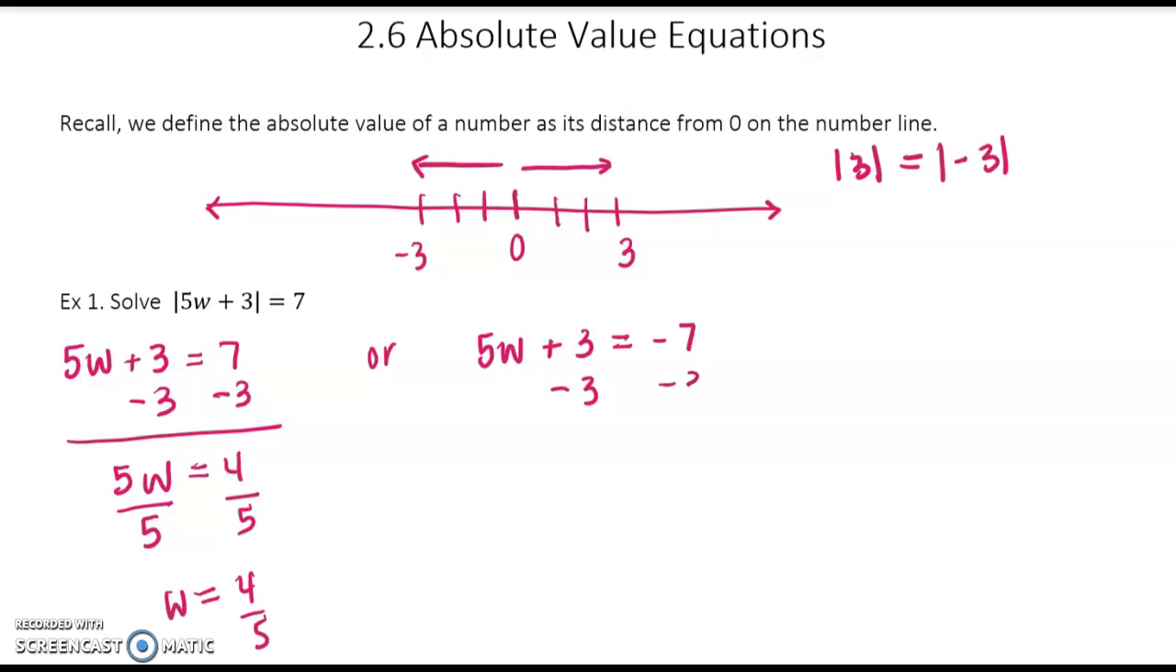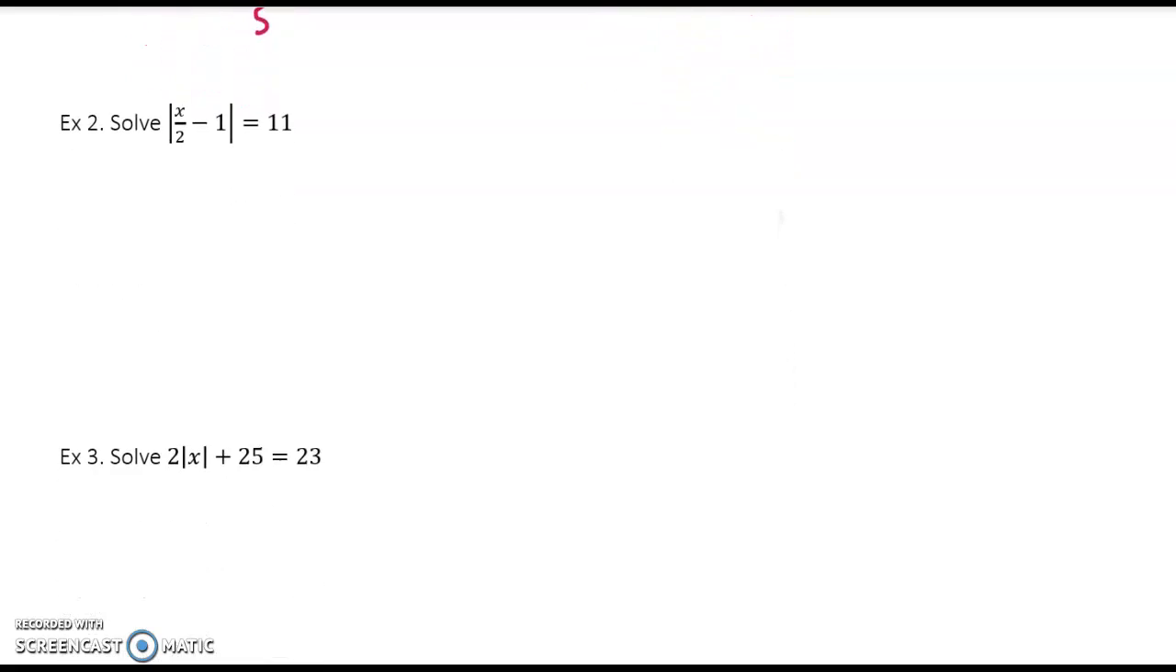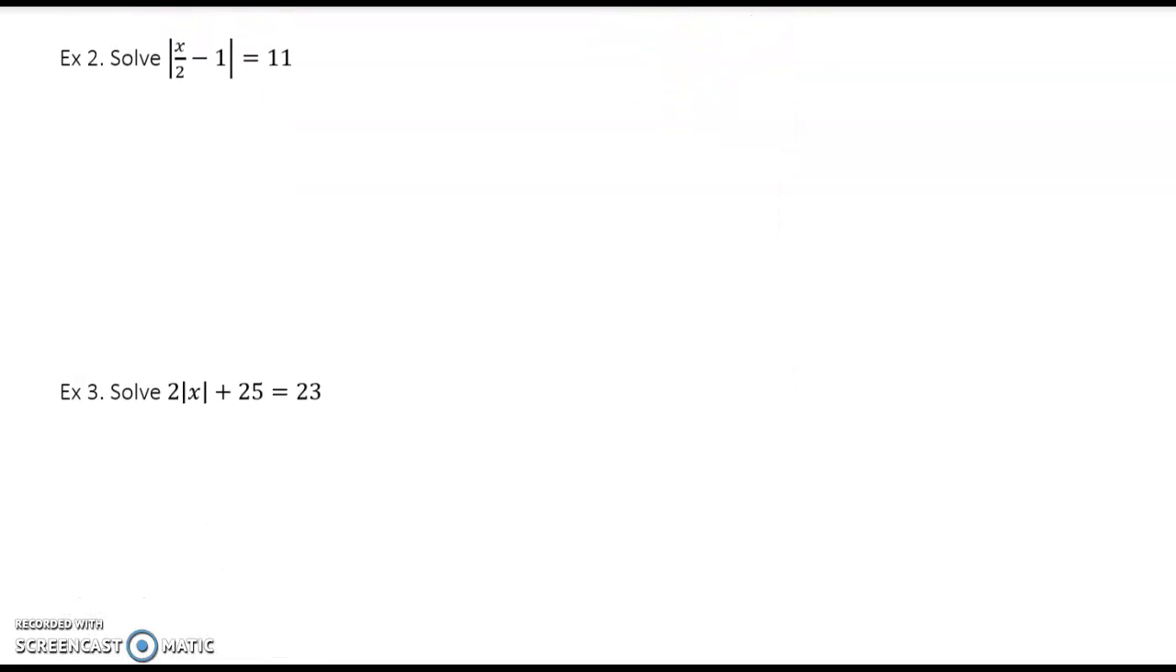So subtract 3 on both sides. We get 5w equals negative 10, divide by 5 on both sides. We get w equals negative 2, and that would be our answer. Alright, so it's basically what you do for an equation. So let's go ahead and do the next one.